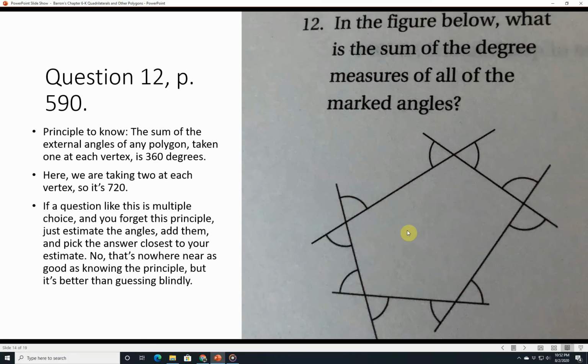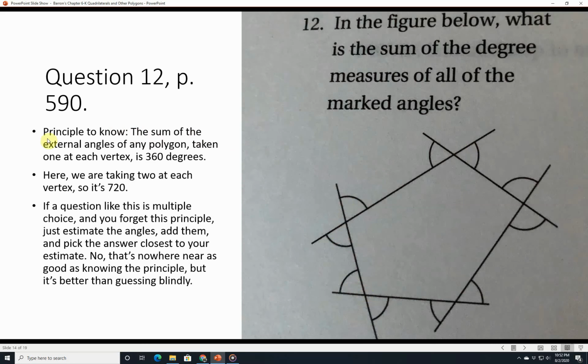Question 12, page 590. Here's a principle to know. The sum of the external angles of any polygon taken one at each vertex is 360. So if you take this one, this one, this one, this one, and this one, those add up to 360. And it's the same if you took the other ones at each vertex. Those would also add up to 360. Since we're taking 2 at each vertex, you just multiply 360 times 2, you get 720. So it's really easy if you know that principle.